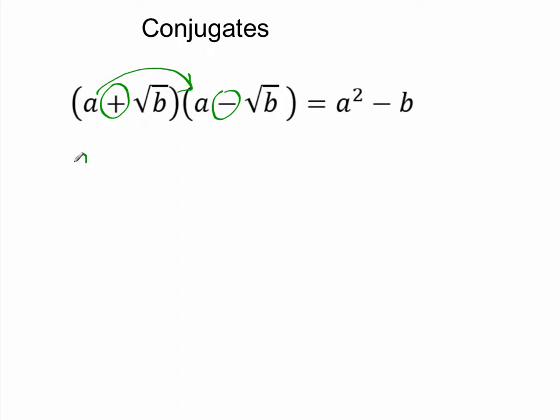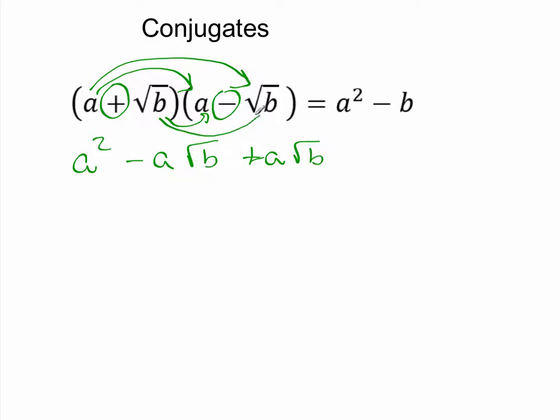A times a is a squared. A times minus the square root of b is minus a times the square root of b. B times a is plus a times the square root of b. And this last term is minus the square root of b squared. Now we can see these two terms are going to cancel. And I'm going to be left with a squared minus the square root of b squared, which is just b.